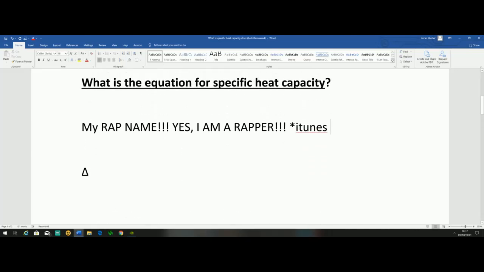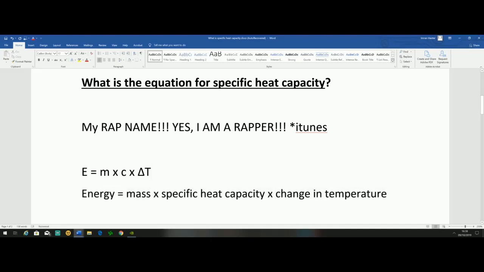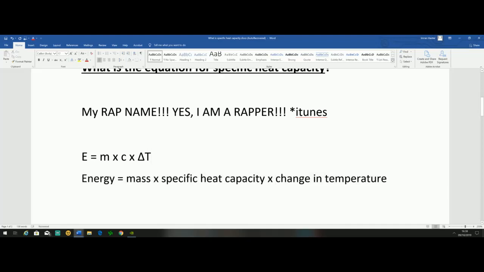And what is the name? What is my rap name? Okay, my rap name is MC, because obviously all rappers are MC, Delta T. Right, so MC Delta T, and the strap line for my album is Can You Feel My Energy? So we've got E equals MC Delta T. Right, and so that is the equation for specific heat capacity, guys. It's energy equals mass times specific heat capacity times change in temperature. So there you are, energy equals mass times specific heat capacity times change in temperature.